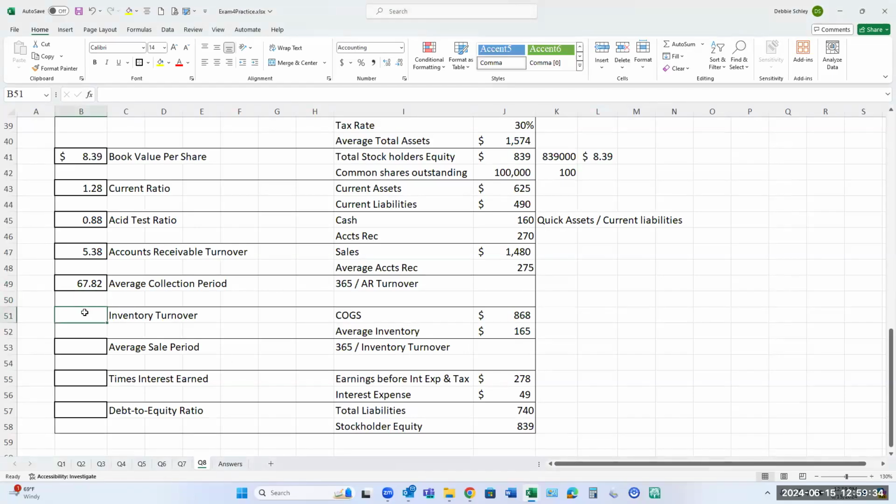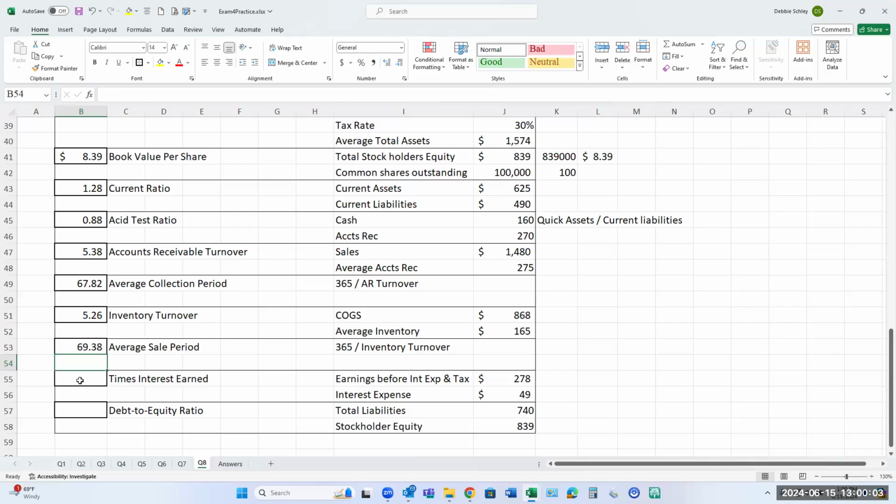Okay. Inventory turnover is equal to the cost of goods sold divided by the average inventory. Again, average inventory is going to be year 1 plus year 2, divide by 2. And then you have the cost of goods sold from year 2 divided by average inventory. Average sale period then is 365 divided by the inventory turnover.